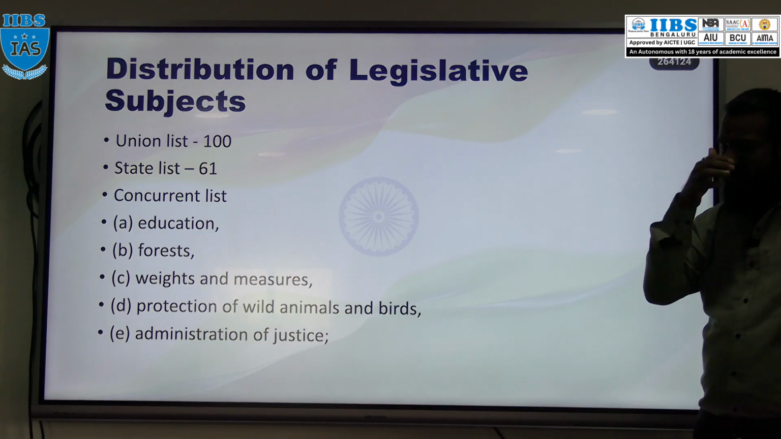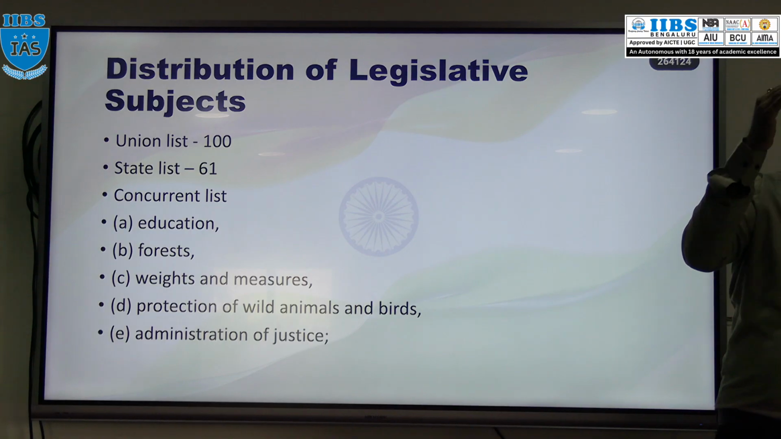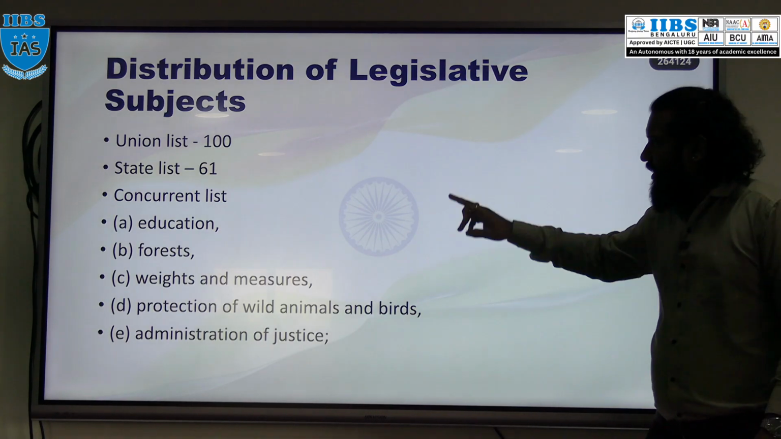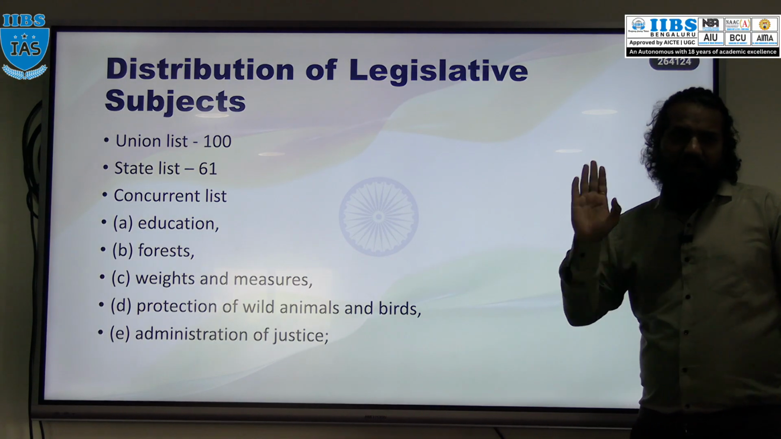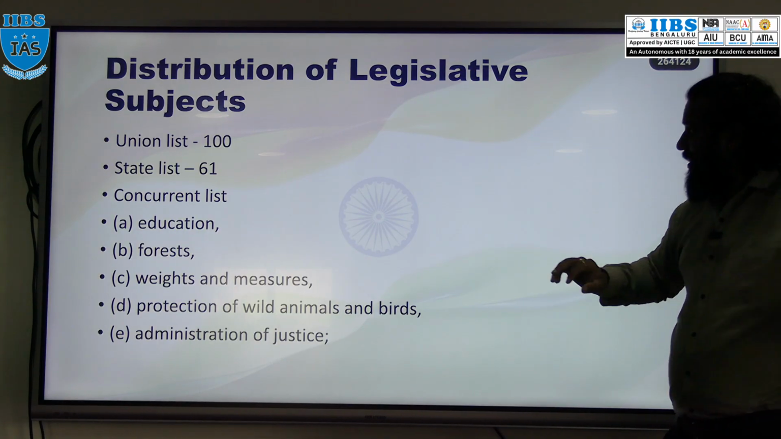So our constitution makers also demarcated the subjects, or divided the subjects, into three lists. What are those three lists? Union list, state list and concurrent list.